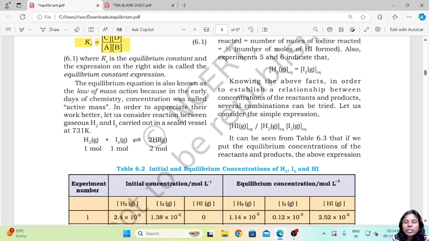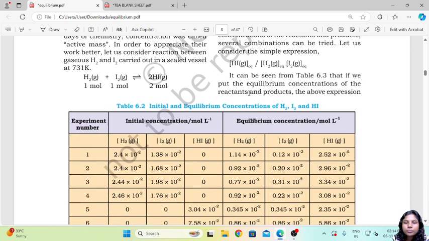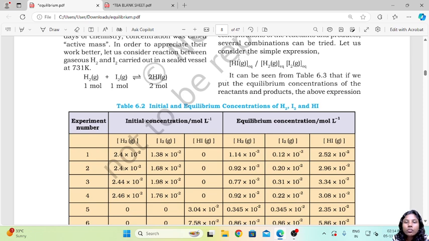So also from experiments 5 and 6 indicate that the concentration of H2 is equivalent to the concentration of I2. Knowing the above facts, in order to establish a relation between the concentration of the reactants and the products, several combinations can be tried. Let us consider the simple expression. So now, before they derived the equilibrium constant, they tried various other combinations just so as to get the equilibrium constant. So one of them is this.